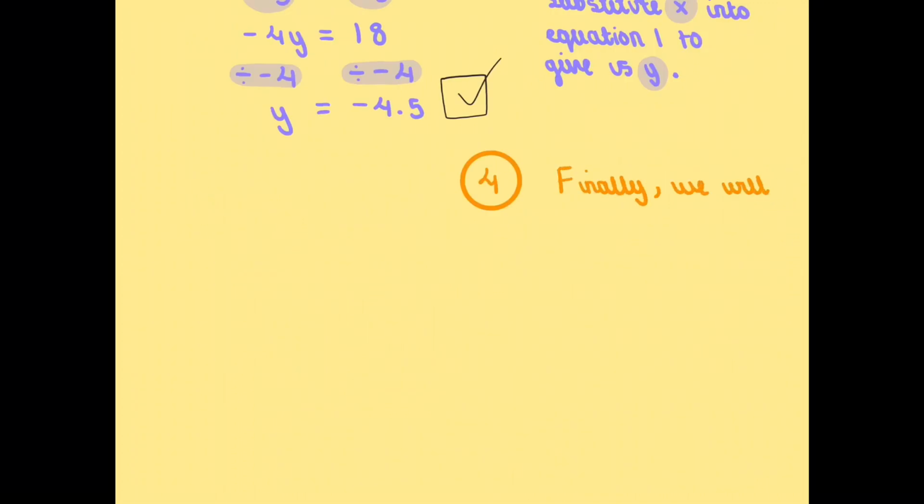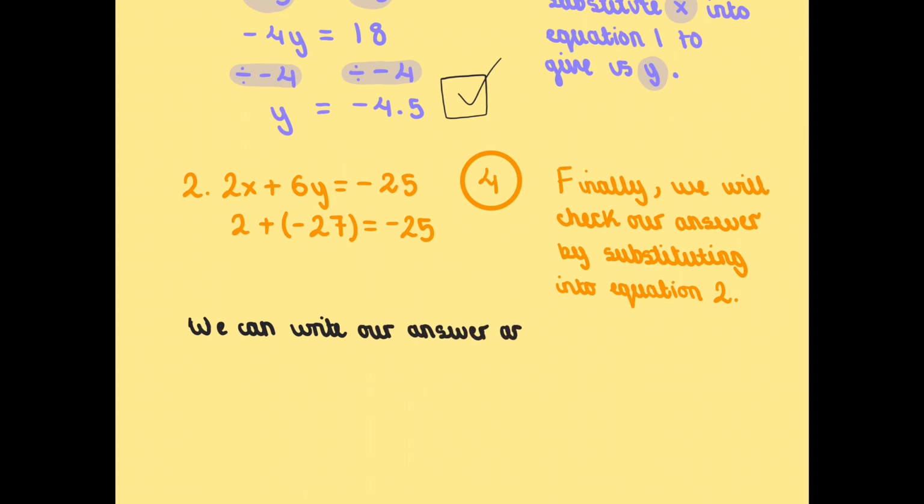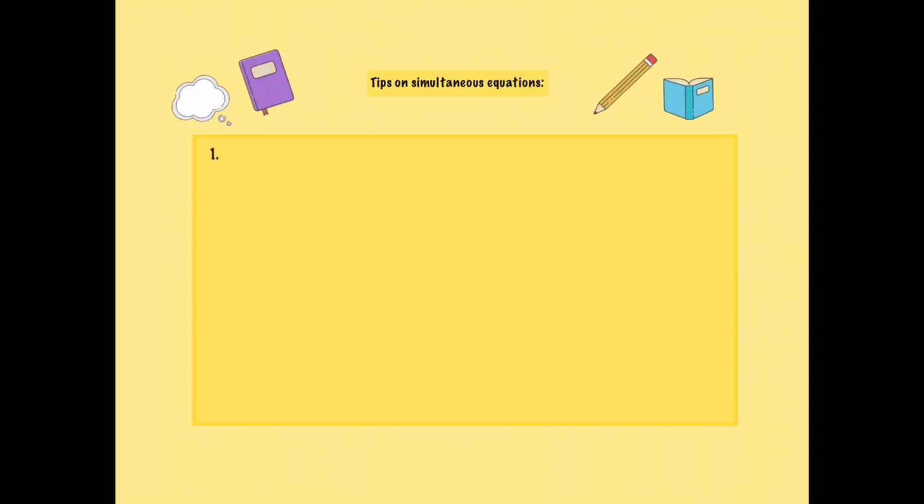So finally, we will check our answer by substituting into equation 2 just like we did with the last question. So 2x plus 6y equals minus 25. You plug in the y value minus 4.5 and the x value, which is 1, which would give you 2 plus minus 27 equals minus 25. And you can write your answer as x equals 1, y equals minus 4.5, or 1, minus 4.5, like a coordinate.